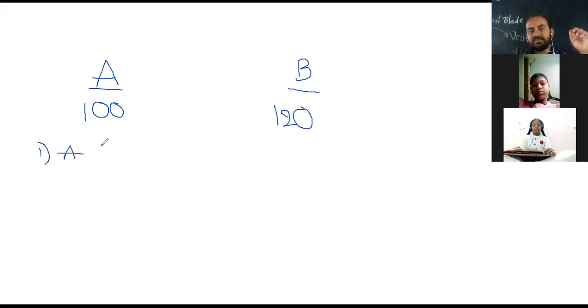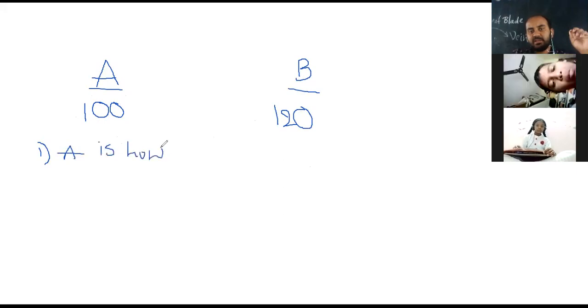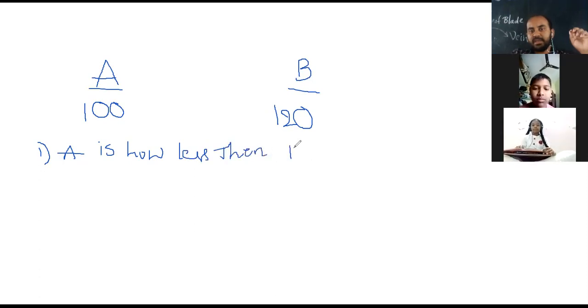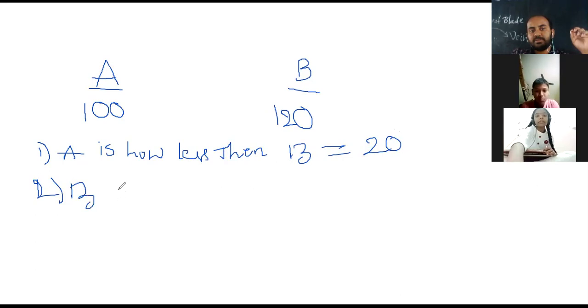Then the next point is, in this topic, my first question: A is how much less than B? 20 rupees. Yes, A is 20 rupees less than B. Similarly, second question: B is how much more than A? 20 rupees. Very good.